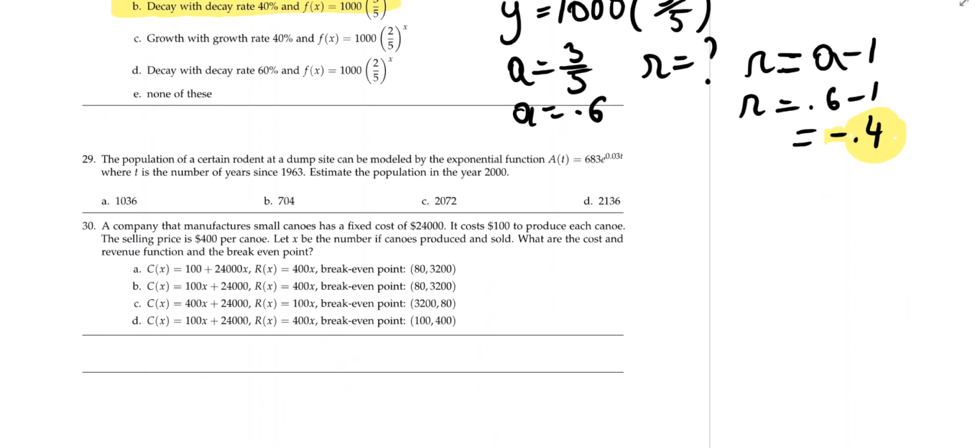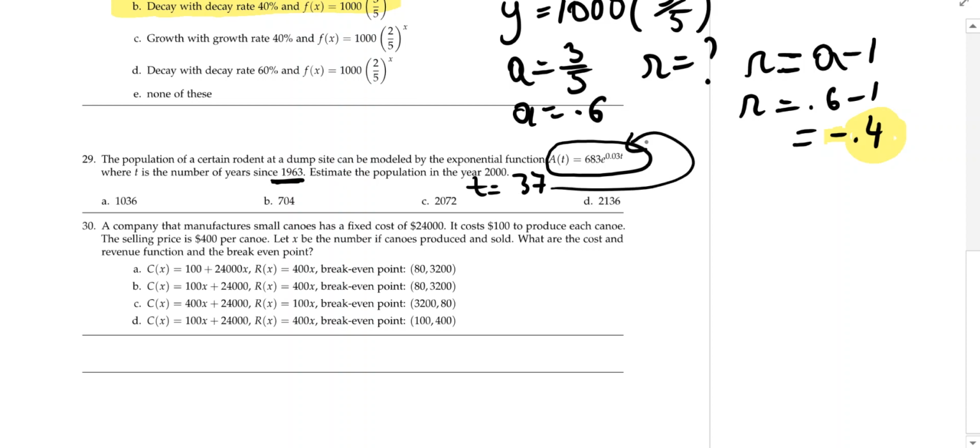The population of a certain rodent at a dump site can be modeled by this, where t is the number of years since 1963. So find the population in the year 2000. Basically, we are asked to find, in the year 2000, t is 37, because 37 years after 1963 means the year 2000. So basically, I'm just going to put t equals 37 in there.